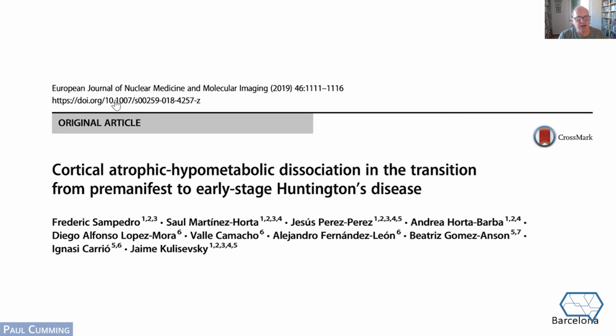Cortical atrophic hypometabolic association in the transition from pre-manifest to early Huntington's disease. Now, I took this paper that was published only a few years ago as a good example of how things have progressed, because it was pretty easy, even in the 1980s, to use the PET to detect a massive metabolic loss in the caudate and putamen of patients with manifest disease.